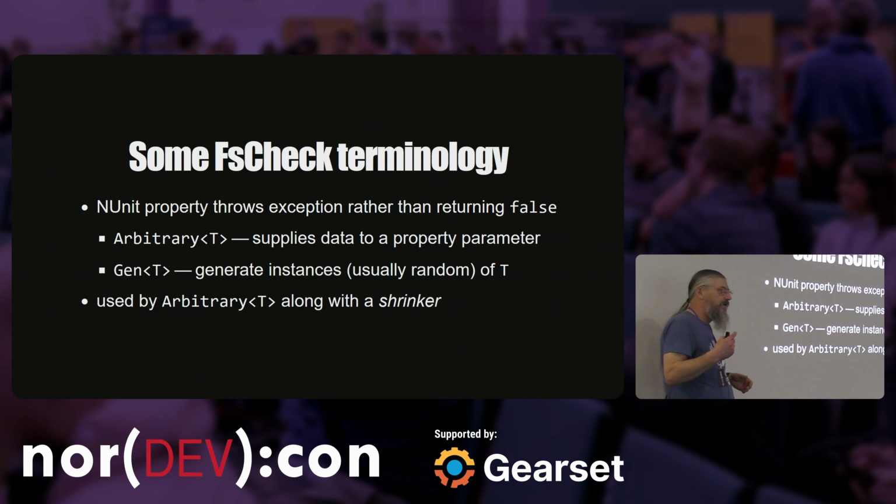In terms of FSCheck itself, it just calls the generator the number of times that it needs to, by default 100. And then the generator is used by Arbitrary of T along with a shrinker. As I said, we're not going to look at shrinkers. When you're writing your own generators for complex types, shrinkers can be hard to define. And the default, if you create your own arbitrary type, which we'll look at in a minute, is for the shrinker to do nothing. So it will just take the input data as it is.